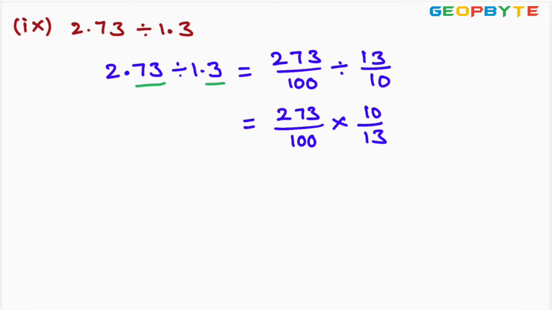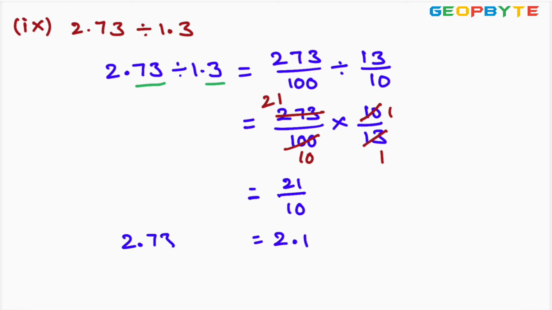Here 10 ones are 10, 10 tens are 100, and 13 ones are 13, 13 21s are 273, which is equal to 21 by 10. So if you divide any number by 10, then the decimal point is shifted towards the left by one place. Then we'll be getting 2.1. So the result of 2.73 divided by 1.3 is 2.1.